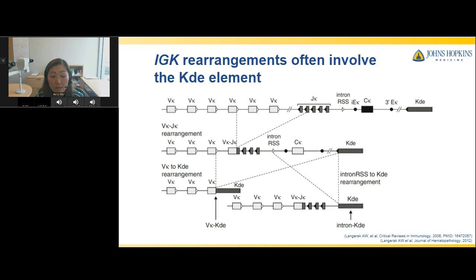So next, I want to move on to Ig-kappa. However, before we can look at Ig-kappa data, I should review how kappa rearrangement occurs, because there are intricacies there and it is different from the heavy chain rearrangement.